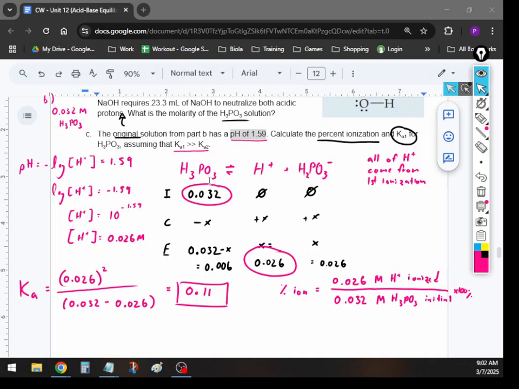Yes, because that is what's coming off of the acid. Yeah. So if it's asking for the acid ionization, this is the product of the acid ionization, so you always put the hydrogen on top.